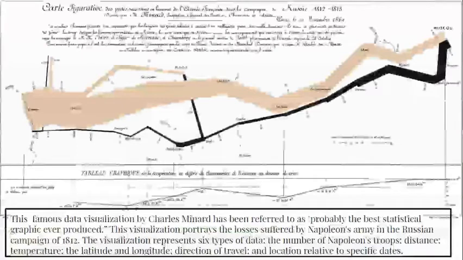And this one is a particularly famous one about Napoleon's march into Russia. The width of the line that starts as this fleshy pink color moving from left to right shows the amount of troops he had. And the black line shows the amount of troops he had on his return journey.